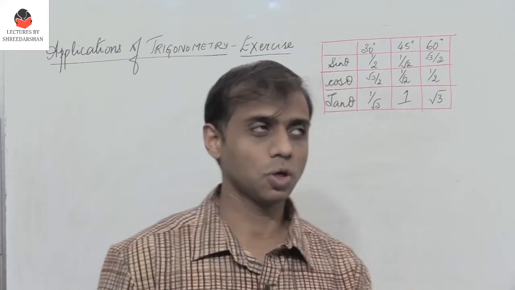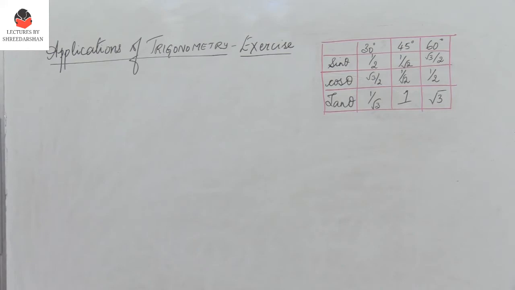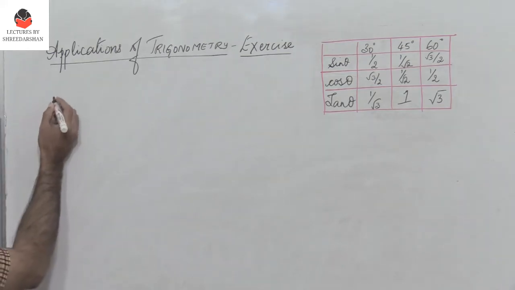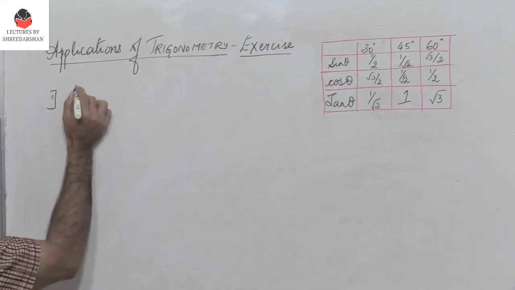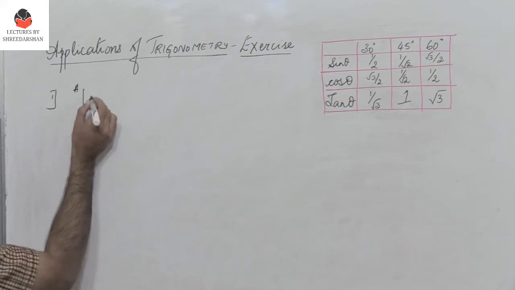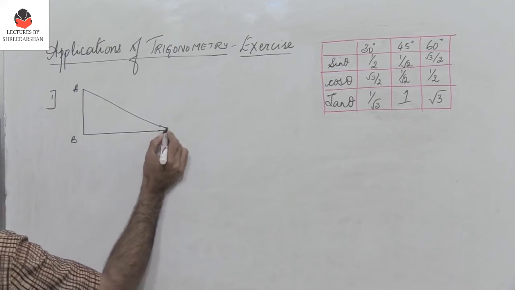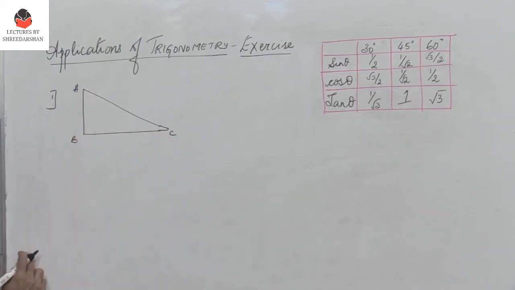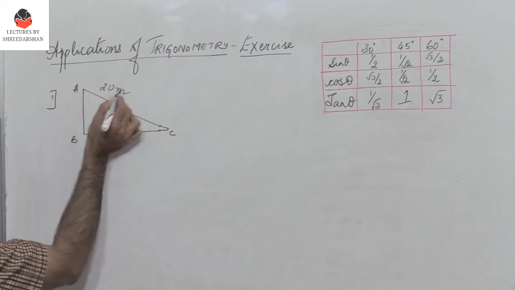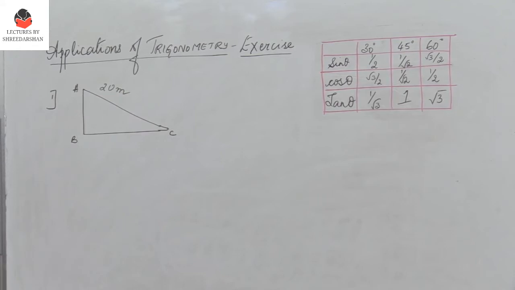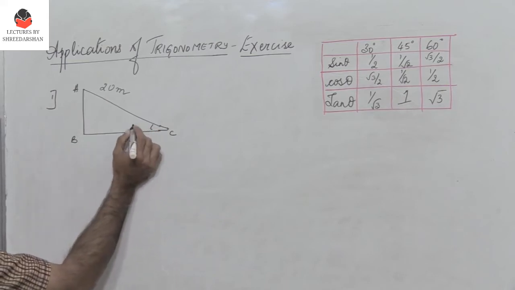Now moving on with the first problem given in your exercise, which states that a circus artist is climbing a 20-meter long rope which is tied from the top of a vertical pole to the ground. So there is a pole here, AB, and then there is a rope which is tied to the ground. So this is the rope AC, and the length of the rope is 20 meters. It's been given that the rope and the ground make an angle of 30 degrees.